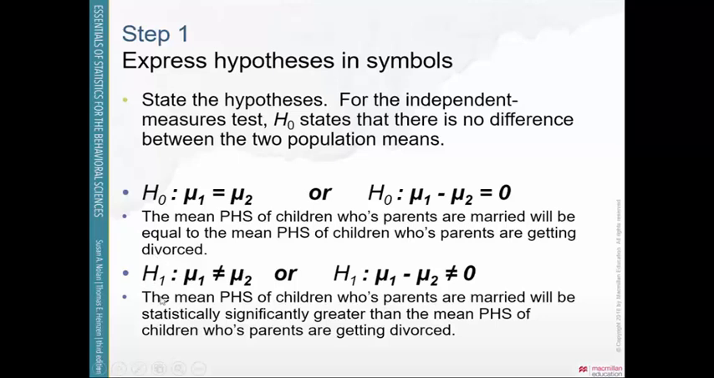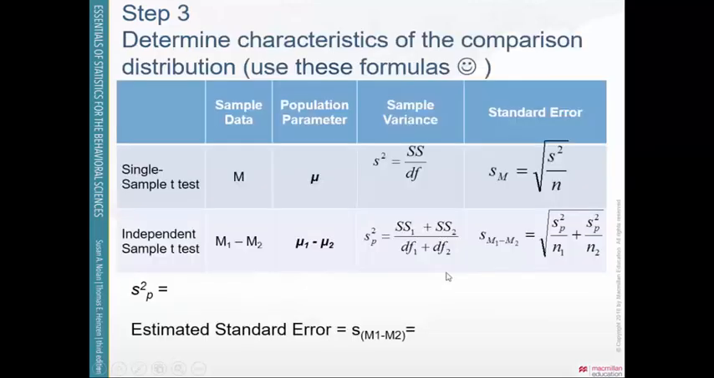Then we've got the alternative hypothesis, which is that the independent variable does have an effect. So in this case, we have mu1 does not equal mu2. The mean physical health score of children whose parents are married will not be the same as the mean physical health score of children whose parents are getting divorced. And again, you could write it mu1 minus mu2 is not equal to 0. That's another perfectly acceptable way to write the hypothesis.